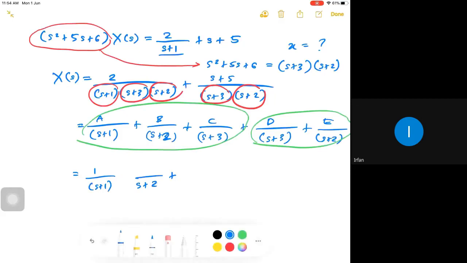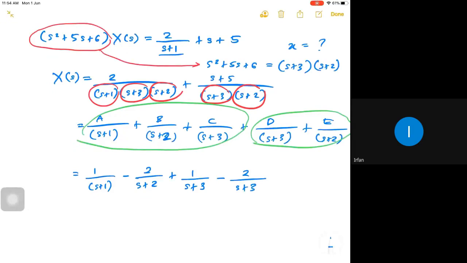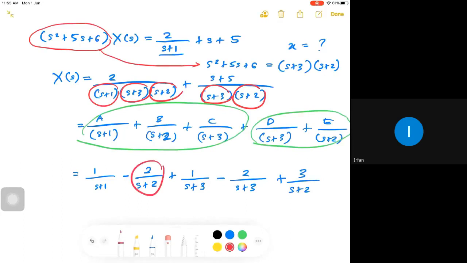Negative 2, C is 1, S plus 3, and D is 2, negative 2, S plus 3, and E is 3, S plus 2. And you can see that this one and this one has similar bottom. This one and this one has similar denominator. So we can add them.